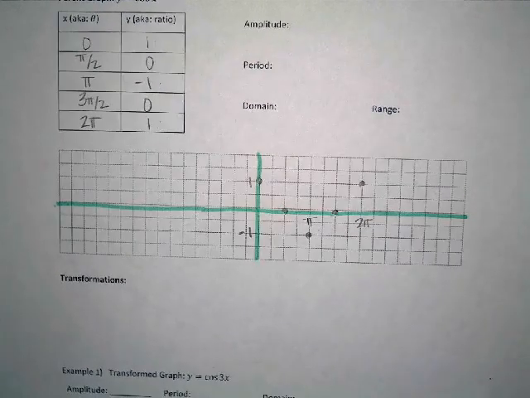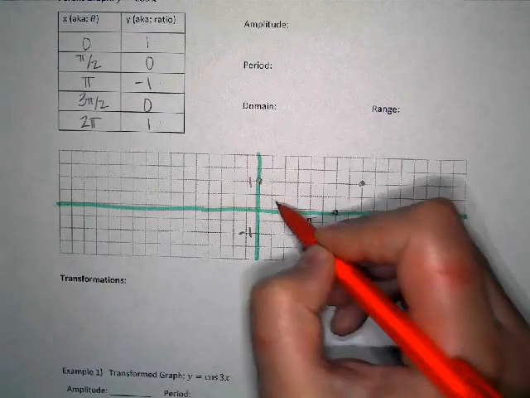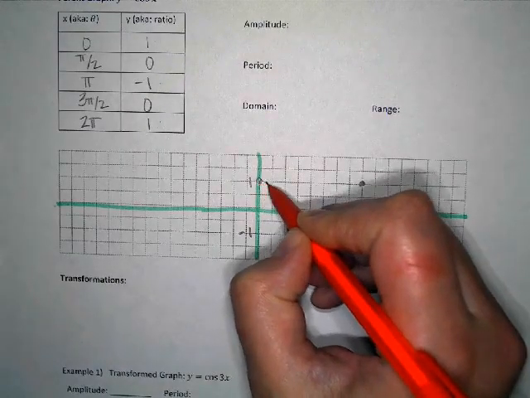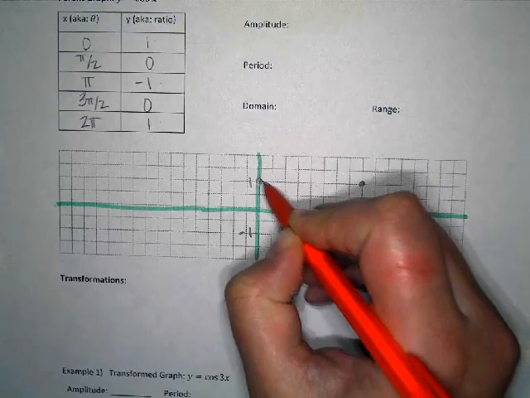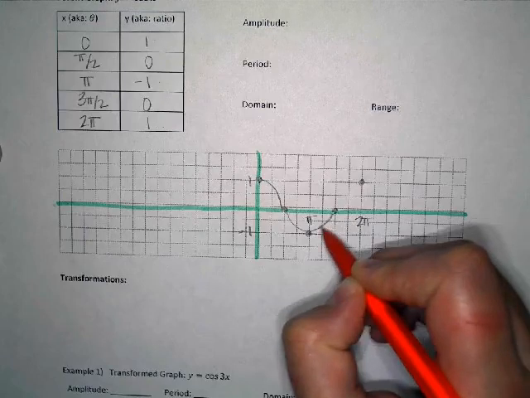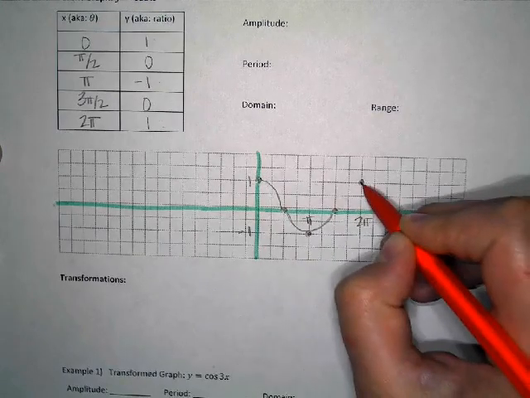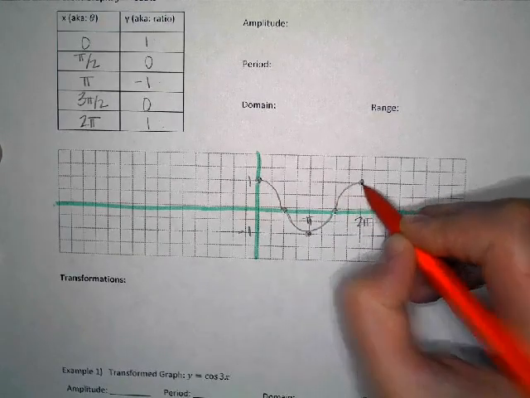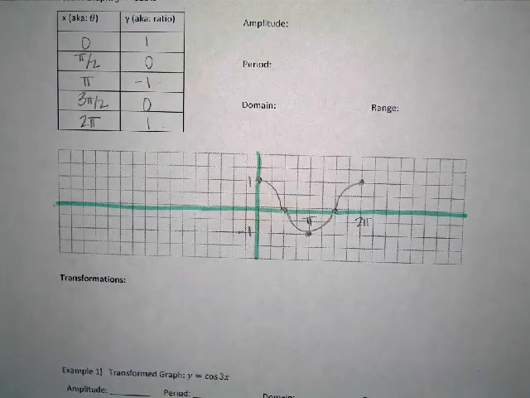And then we're going to make sure that we have our U shapes. For these 2 points, we have half of a U. For these 3 points, we have a full U. And for these 2 points, we have half of a U. So that's what one period of a cos graph looks like. And then we just draw more periods of the graph.